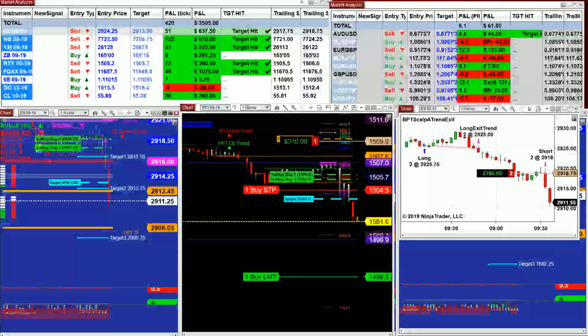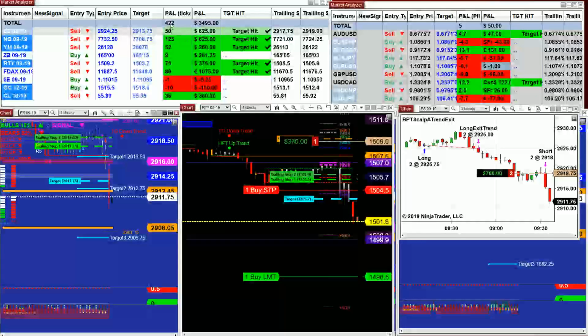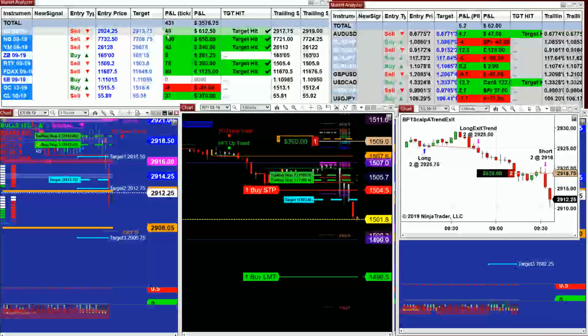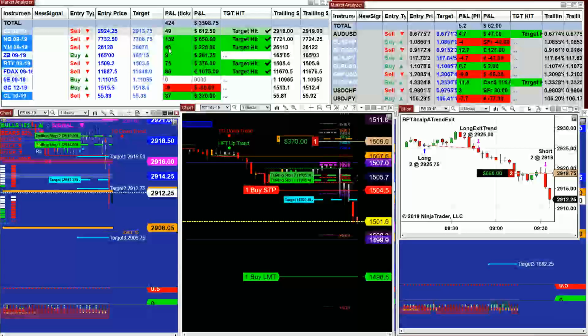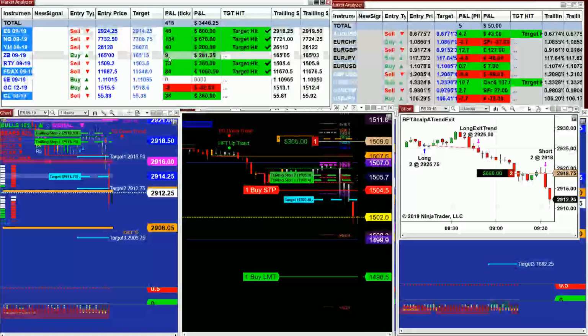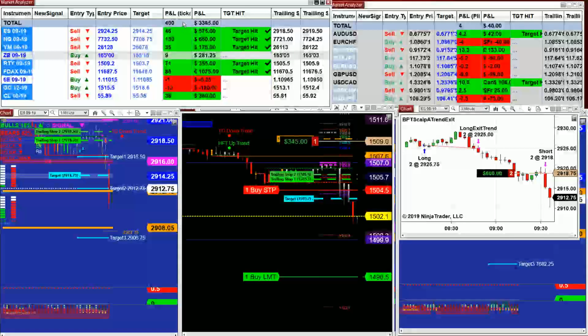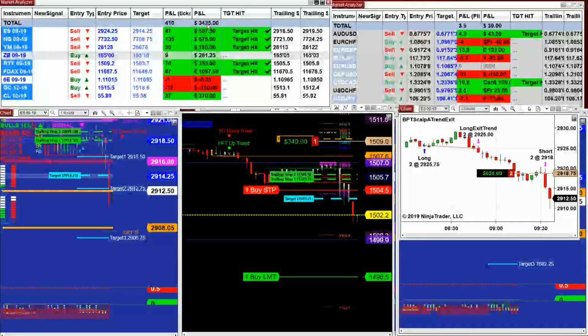Right now it's 9:34, and based on the last entry signal, we have 422 ticks: 50 ticks on ES, 130 on NASDAQ, 45 on YM, and 9 ticks on the 30-year Treasury bond. Right now we have a total of 400 ticks in profit based on the last entry signal.